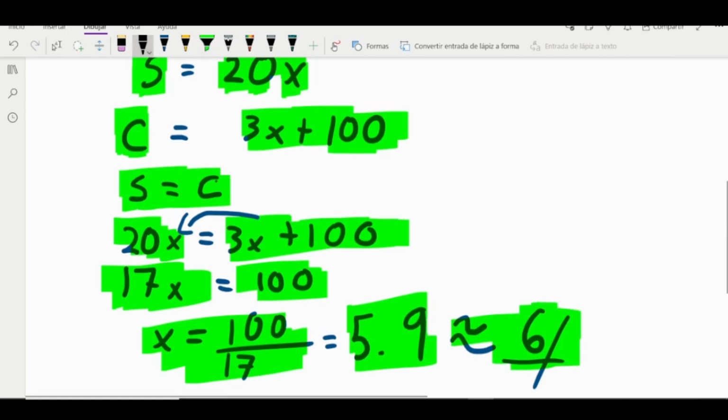So this is the quantity of products that you need to sell, but here we need to break even. So if you sell 6, it's going to be, well, the same quantity or the same value of cost and sales. So here the idea or the proper answer is that you need to sell more than 6, okay, more than 6 products.